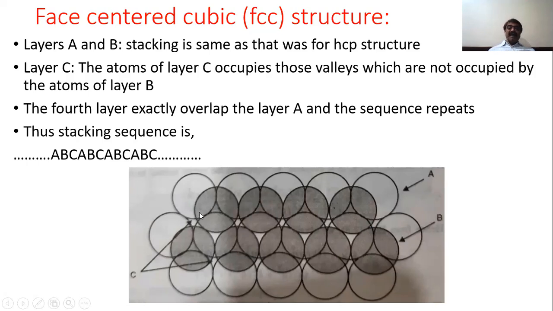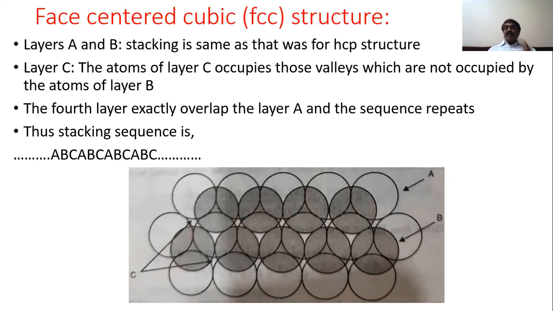Now the important thing is that a few alternate voids are not occupied by the atoms of layer B. So for example, this void, this void, this void will be occupied by the layer above layer B, and that will be the new layer, called layer C. After layer C, you will find the layer which has atoms exactly overlapping the very first layer, that is layer A. In this way, the arrangement of 3 layers produces the stacking sequence ABCABCABC of the FCC, face-centered cubic closed packed structure.